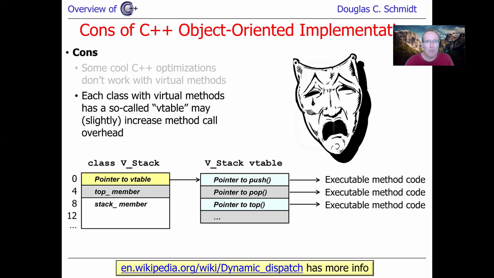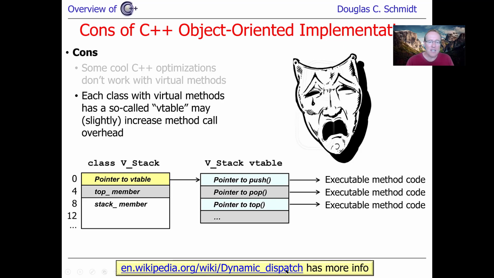Another potential problem, which used to be a bigger problem and is not such a problem anymore, is that whenever you have virtual methods in your code, they'll be dispatched using dynamic dispatching. If you take a look at the link at the bottom of the page, you'll learn more about dynamic dispatching. What that means is that every object that's pointing to an object with virtual methods in it actually accesses those methods indirectly through the V pointer and the V table.